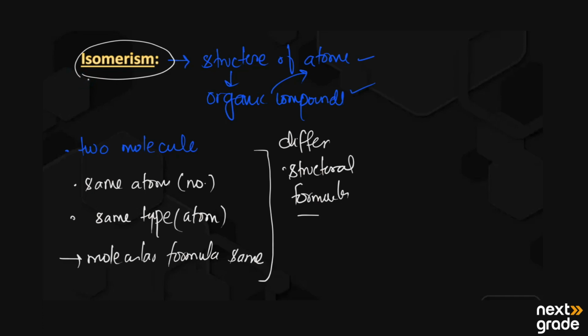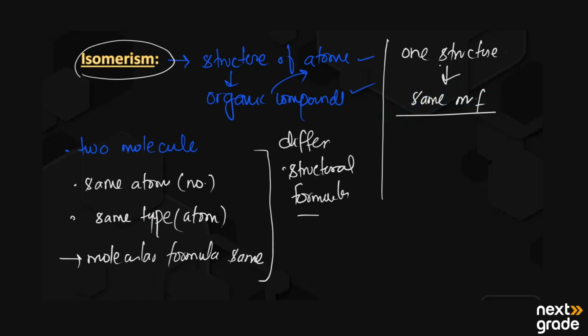By definition, isomerism is the phenomenon in which one compound has more than one structure with the same molecular formula. The same compound has a different arrangement of atoms around the central atom. So this is known as the phenomenon of isomerism.